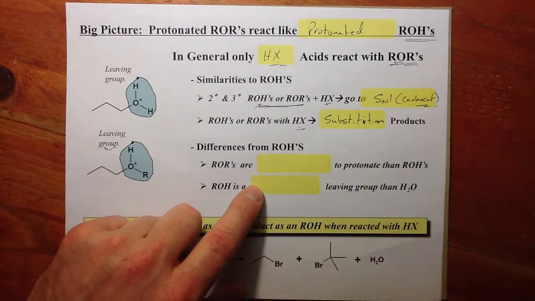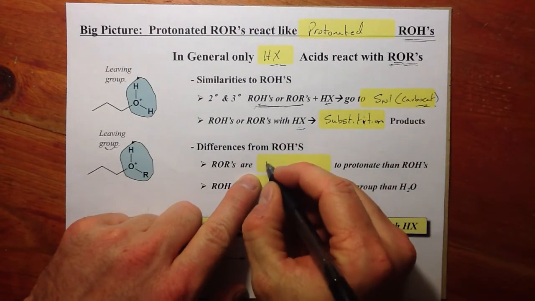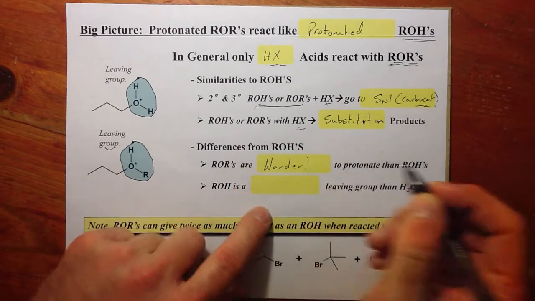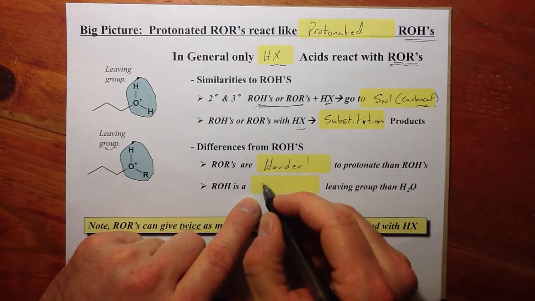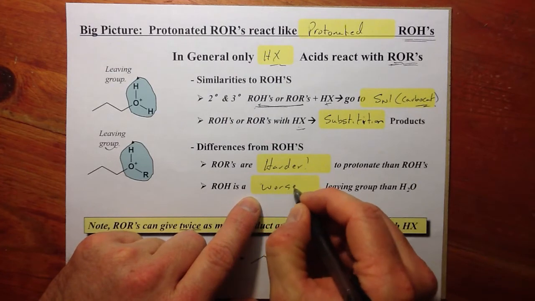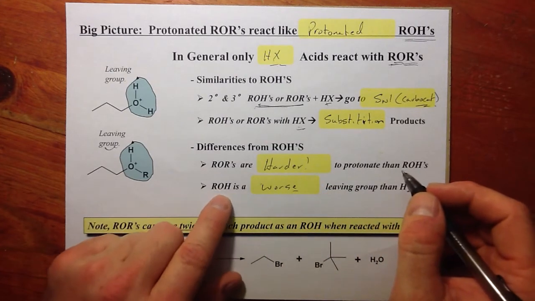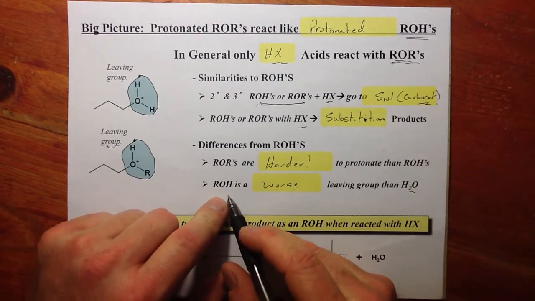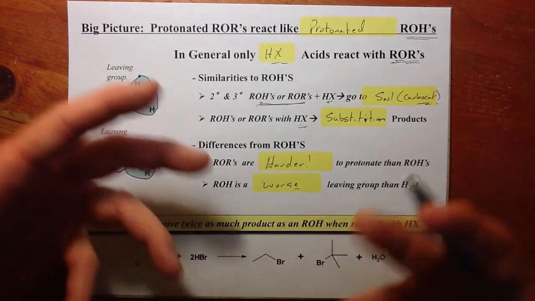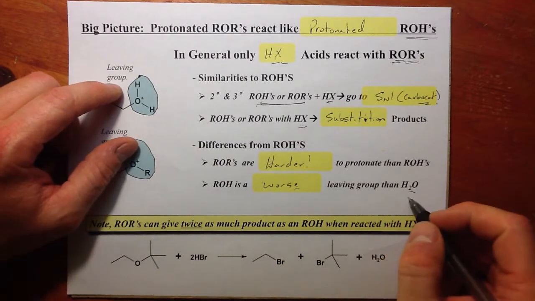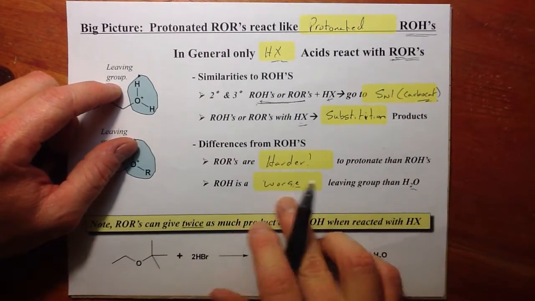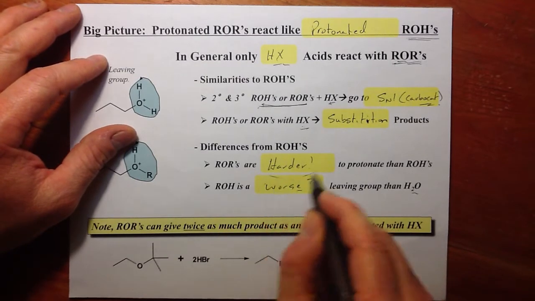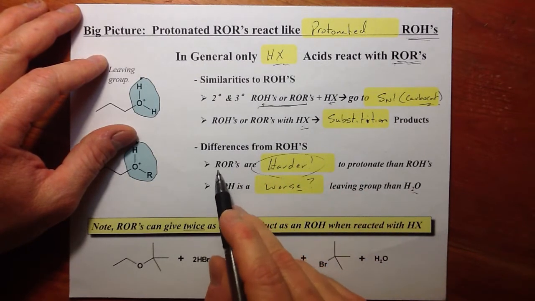The difference is, we said that RORs are harder to protonate. And the little difference: ROH, the alcohol, is a worse leaving group than water. It's a little harder to kick this off, especially in aqueous conditions or whatever. It's harder to kick this off. It's not as good a leaving group as water. Maybe there's some debate on that, but certainly this is true.